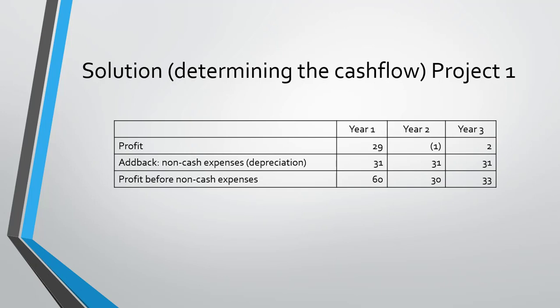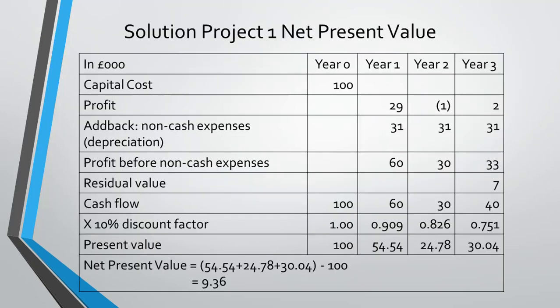Then in year 2, you have a profit of 1,000 pounds loss. Then you have non-cash expense, depreciation, 31. So profit before non-cash expenses is 30. And for year 3, you have 2,000 pounds and then 31,000 pounds as non-cash expense, so you have 33,000 before non-cash expense.